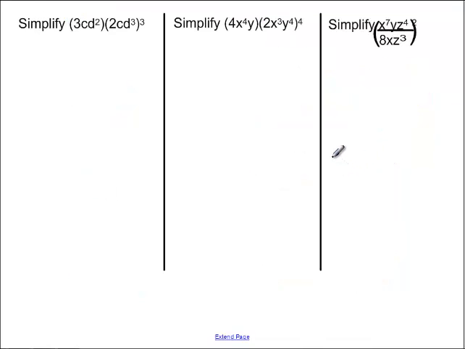Alright, a couple more examples. Simplify this guy times that guy cubed. Alright, well, first of all we have to attack one of them. Probably attack this one here. So we're going to rewrite this 3cd squared, and we're going to just keep that one just by itself. We're not going to do anything with it because we've got this cubed applying to this one first.